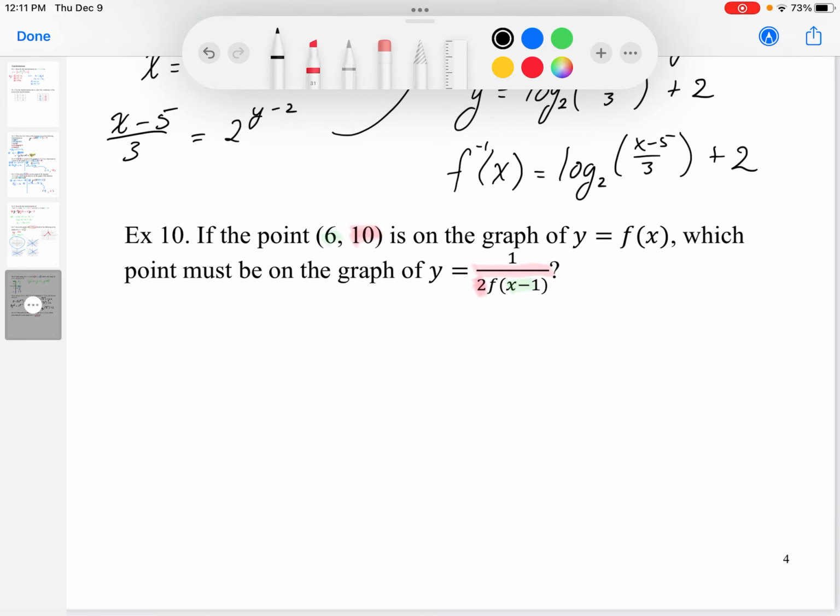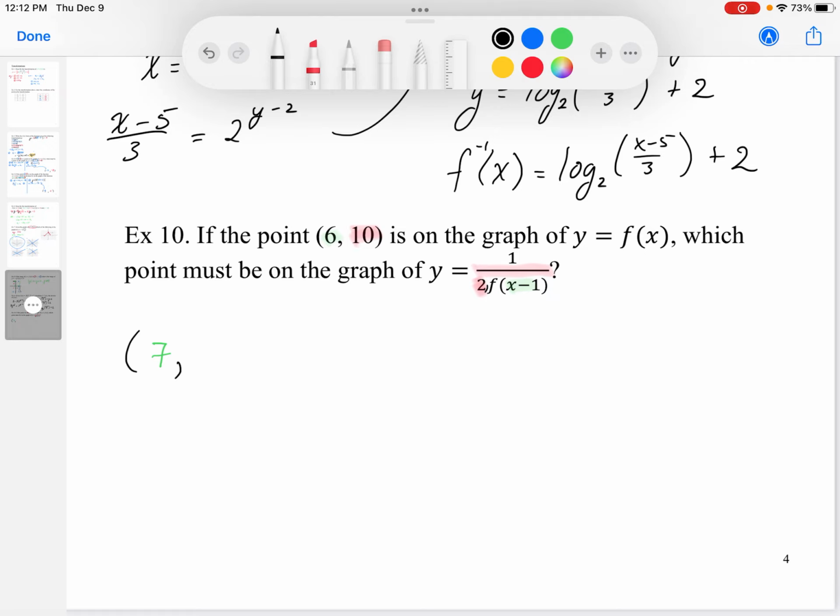For example 10, we're starting with the coordinates (6, 10), and we're going to do the following transformation. We're going to do inverse. We're going to multiply that by 1/2, and then we're going to do a horizontal shift of -1. So we can do the x and y coordinates separately. So starting with the x, the only x transformation is a +1 transformation. So it's going to go from 6 to 7.